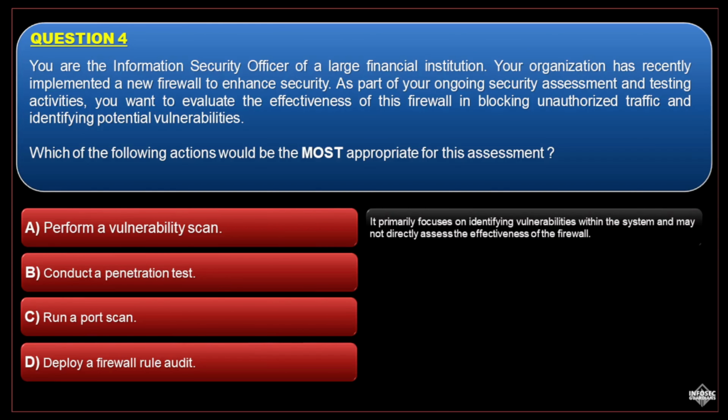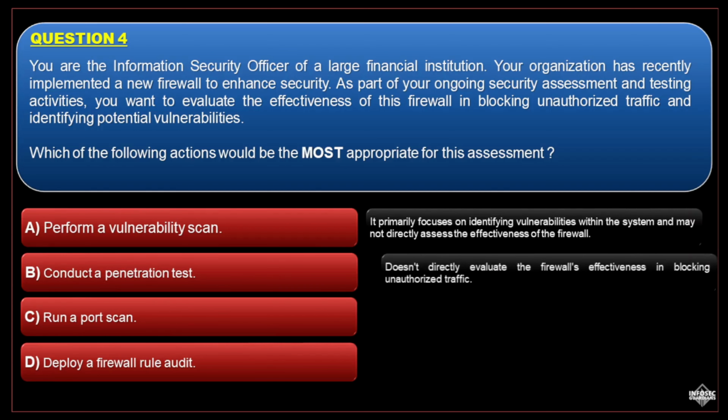Option A. Perform a vulnerability scan. This option involves scanning the network for known vulnerabilities. While this is an essential part of security testing, it primarily focuses on identifying vulnerabilities within the system and may not directly assess the effectiveness of the firewall. Option B. Conduct a penetration test. A penetration test simulates an attack on the network to discover vulnerabilities, but it doesn't directly evaluate the firewall's effectiveness in blocking unauthorized traffic. It assesses the security posture of the network as a whole.